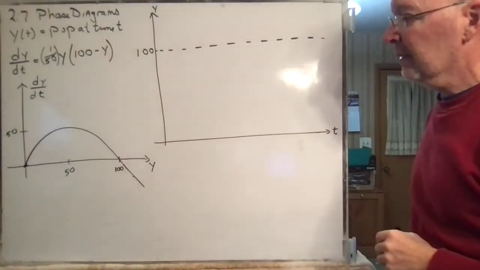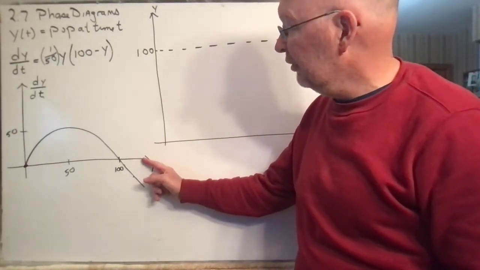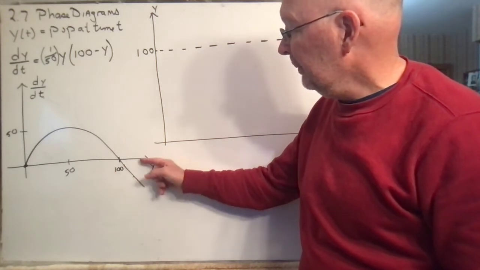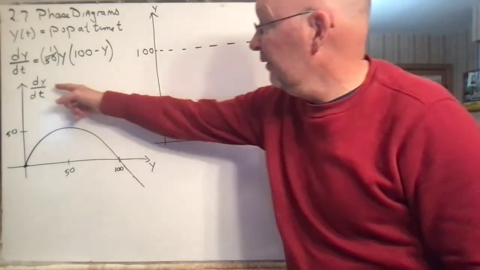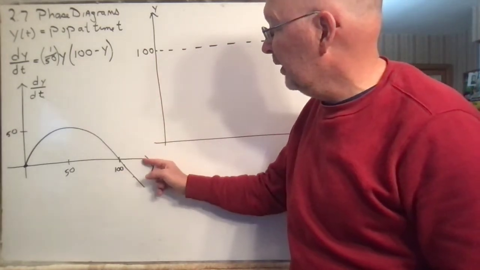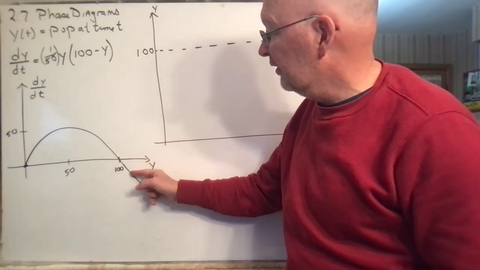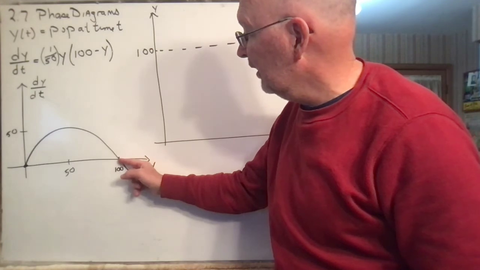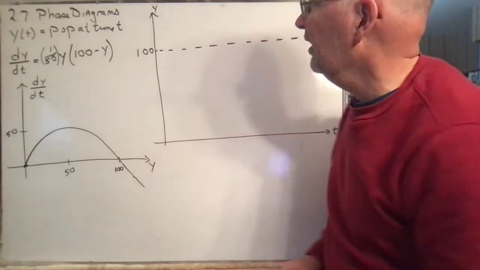Okay? And so what do I do? I start with a value of population which is greater than 100, and I look and I say, aha, the derivative is negative, which means y has to decrease. And the derivative continues to be negative, which means y has to keep decreasing until I get to this. It's called a fixed point. Once it's there, it stays there.